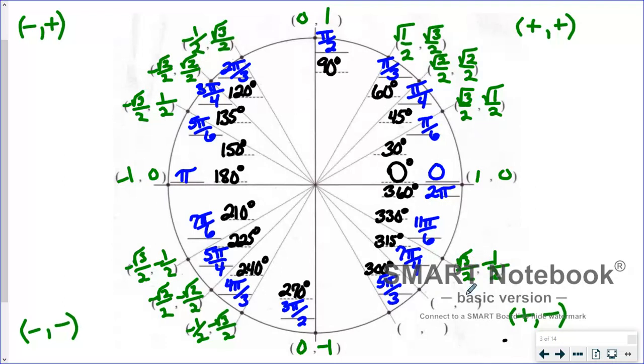Take my middle points here, reflect them down here. So square root of 2 over 2, negative square root of 2 over 2. I wish my pen were a little bit thinner. These would be a little bit more legible.